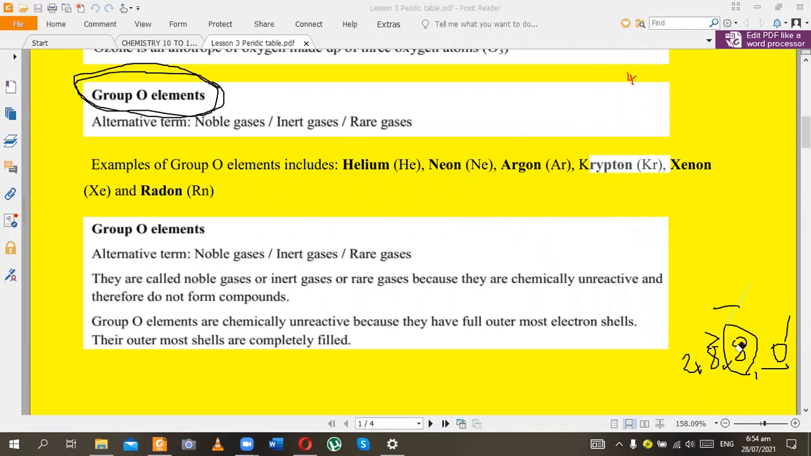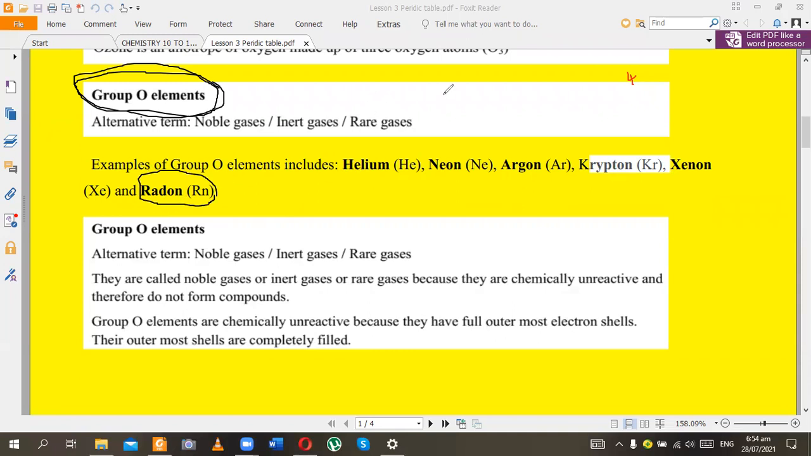So from that, we can now go to the other elements. We've got krypton, Kr, xenon, Xe, and then radon, Rn. People from the East will read this at random, but it's not random, guys. It's radon, Rn.